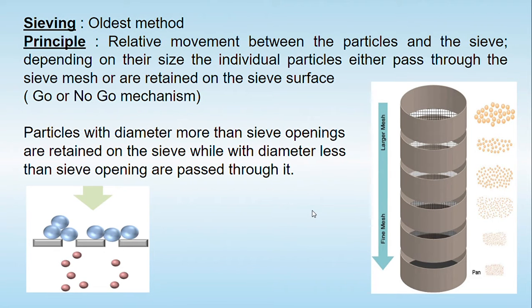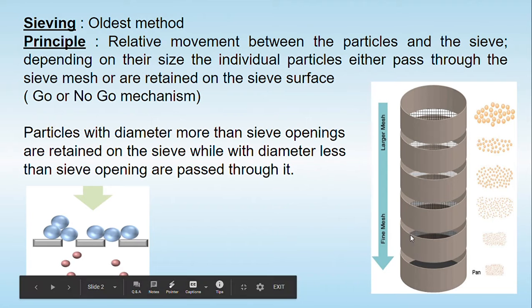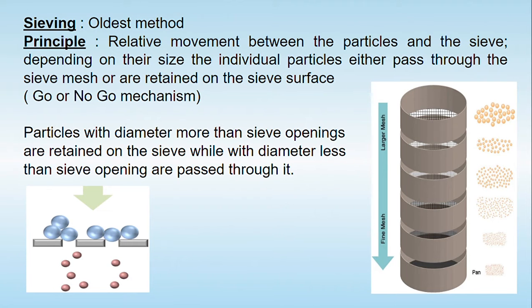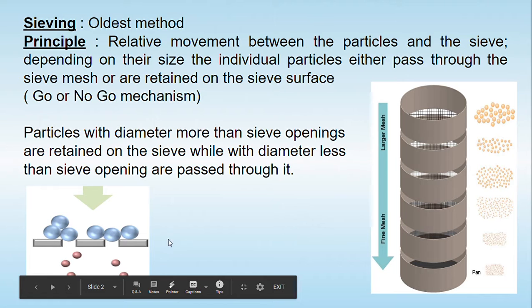As in the previous video, the introduction to size separation, I have highlighted what a sieve is and what the standards for the sieve are. Here, the sieving method is the oldest method, in which we use a number of sieves together to define the particle size of powders and also to separate them. Basically, the passing of particles through the sieve or wire mesh depends upon the go or no-go mechanism.